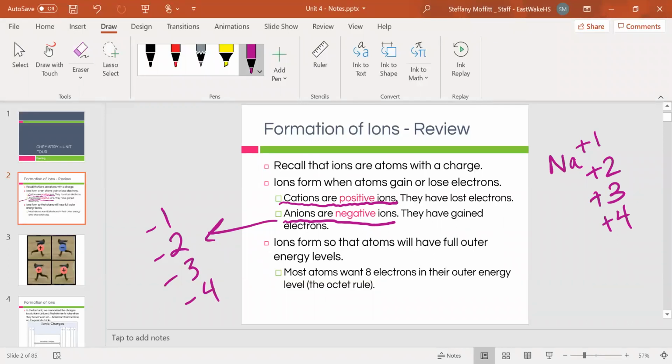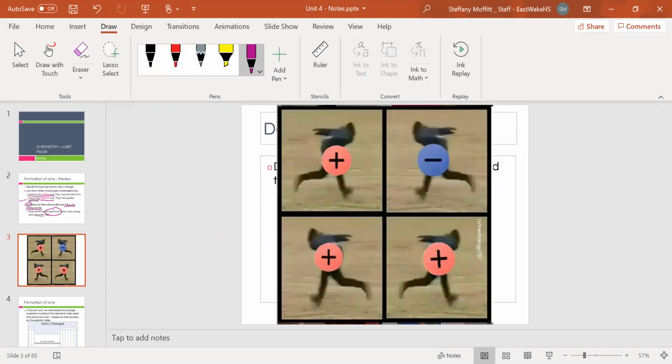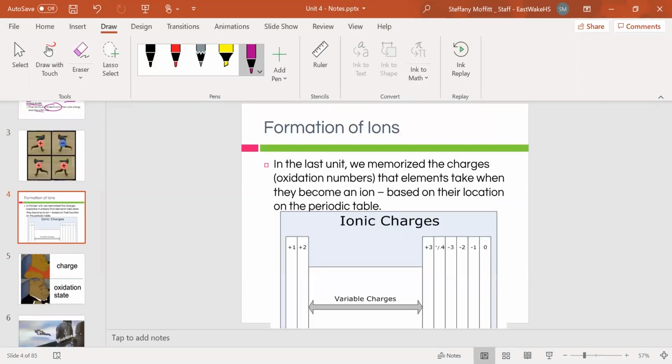The cations have lost electrons, that's why they are positive. They lost those electrons, and anions have gained those electrons. And remember that ions are going to form, especially with bonding, in order to create a full outer energy level, which is those 8 electrons, that octet rule. And one thing that's really important to look at is the fact that our positive and our negatives are going to attract, but the positive and positives will go away from each other.